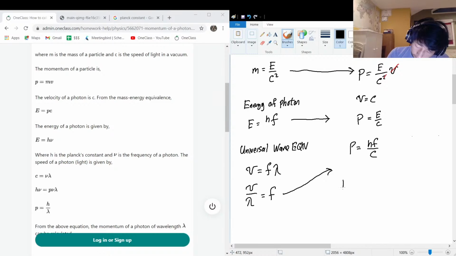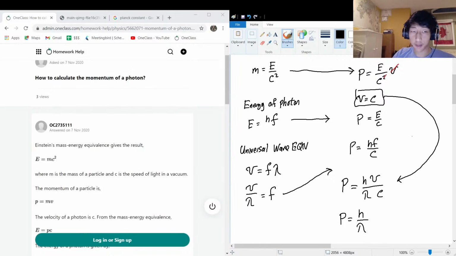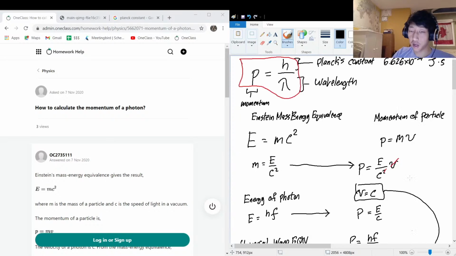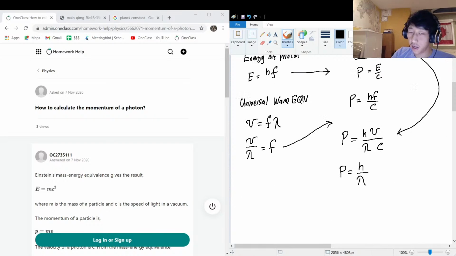Stick that into here. p equals h v over lambda c, but we know that since c is equal to v, we just get p equals h, Planck's constant, over the wavelength. Okay, so that's how we get the momentum of a photon, just by knowing its wavelength. You can see where that equation comes from. We combined a lot of different ideas: mass energy equivalence, momentum of a particle, energy of a photon, and the universal wave equation. Put all those puzzle pieces together, and then we can get here.